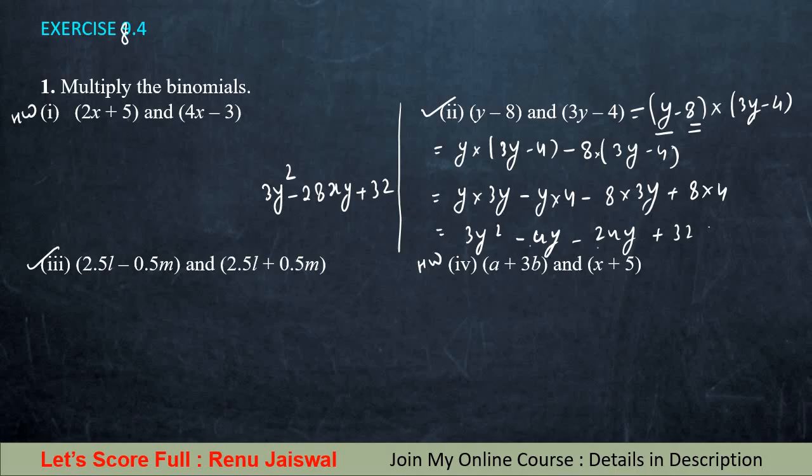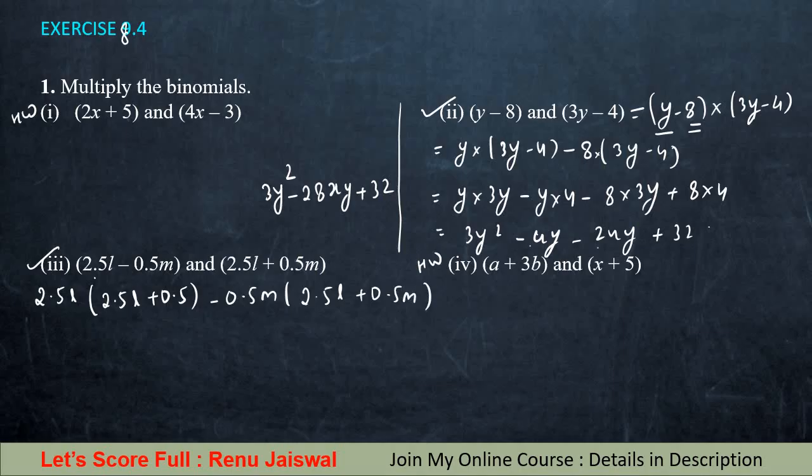What about the decimal thing? It looks difficult but it is not. I'll teach you how to multiply decimals also. So 2.5L, the first term, and then copy the second bracket. So it is 2.5L plus 0.5. Then the second term, 0.5m, and then 2.5L plus 0.5m.